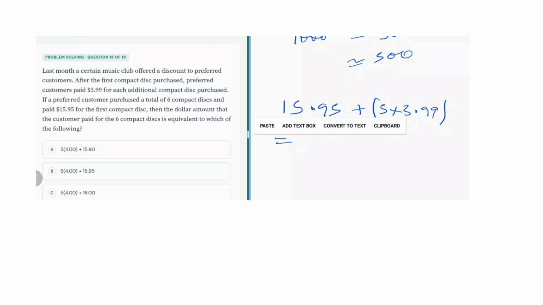We solved it yesterday. So the answer was 15.95, the first one, plus 5 times 3.99, which gave us what? Which gave us 20 plus 15, which gave us 35.9. Are you here? I'm here. Okay, so this will give us 35.9, and the only option here that corresponds to exactly 35.9 is the first one.